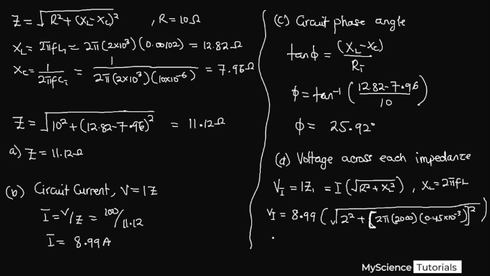All right, so if we do the computation, everything over here will be equal to 8.99 multiplied by the root of 2 squared plus (2 pi f L) squared, which will give us 5.998, and then if we multiply that, that is going to give us 53.92 volts. So this is the voltage across the first impedance. Now let's look at the voltage across the second impedance. So let me get some space here so that we continue.